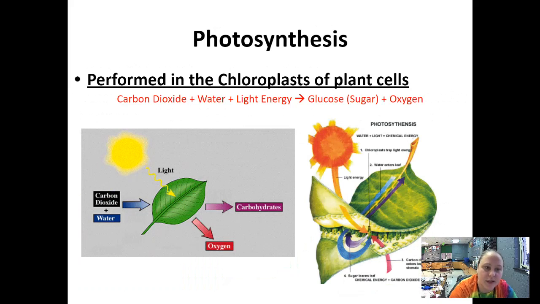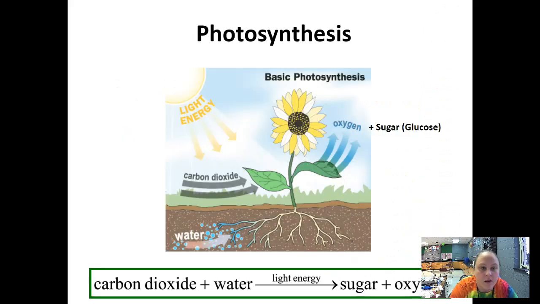If you look at the equation, it's just reversed from cellular respiration. So the plant takes in carbon dioxide, water, and sunlight. Those are the reactants. Then the products that it makes from this are glucose, which is sugar, and oxygen that we breathe in. So photosynthesis, like I said, carbon dioxide, water, and light energy gives off sugar and oxygen.